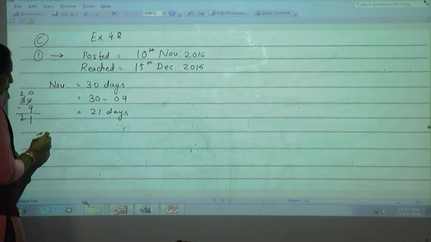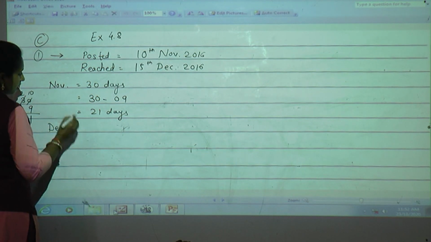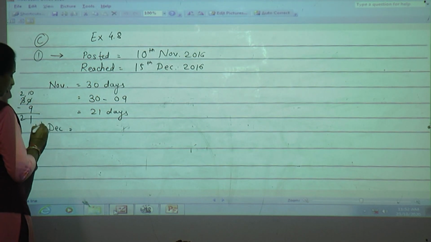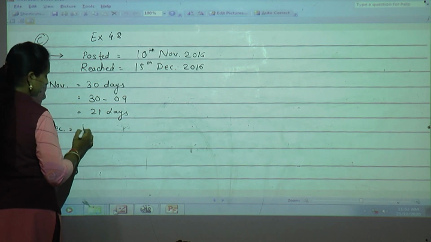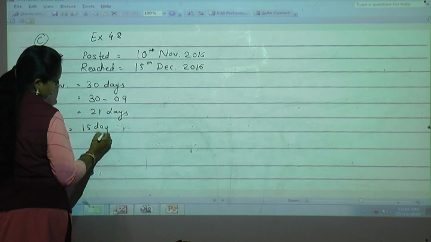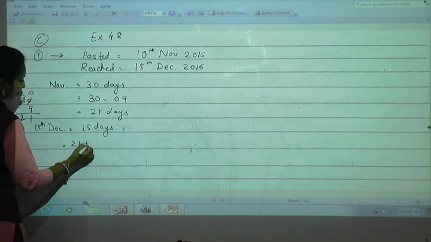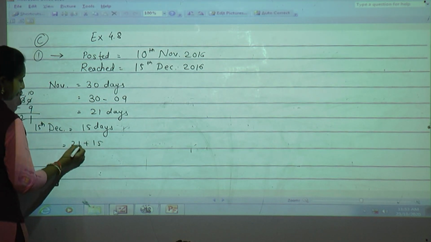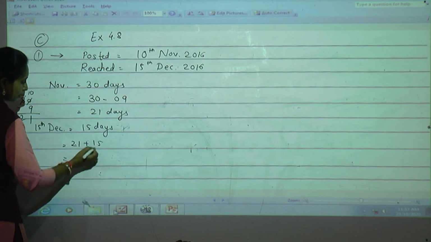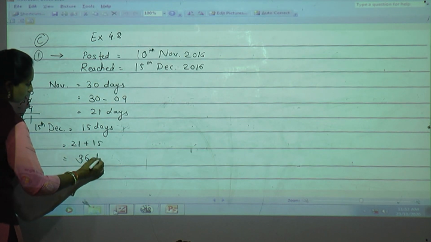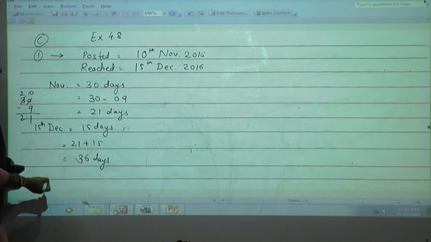In November. What about December? See, they had given 15th December. So itself says that 15 days. So when we add both the days, now 21 plus 15. Now we'll do the addition, 1 plus 5 is 6, 2 plus 1 is 3. So how many days? 36 days.